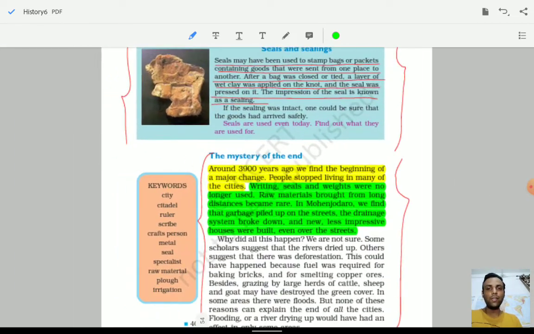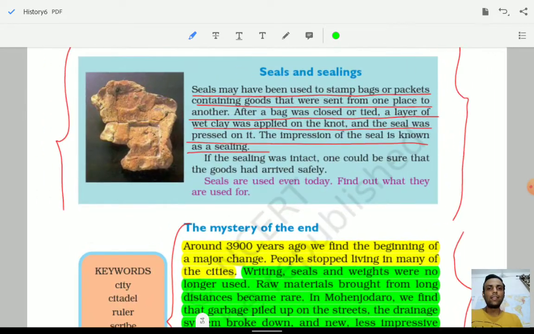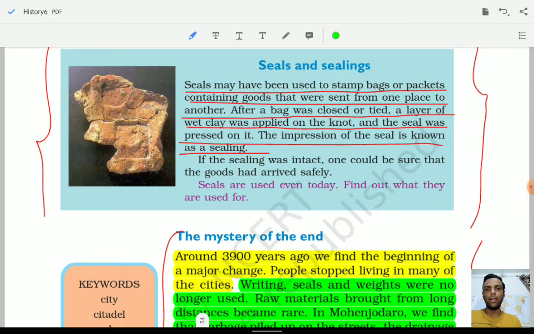Why were these important? Keep this in mind. Now understand the seals and sealings. Why did they use seals, how were they used, and what type of material was used? Seals may have been used to stamp bags. Now understand the utility we were talking about. It will answer all the questions we just asked. Seals may have been used to stamp bags or packets containing goods that were sent from one place to another. After a bag was closed or tied, a layer of wet clay was applied on the knot and the seal was pressed on it. The impression of the seal is known as a sealing.